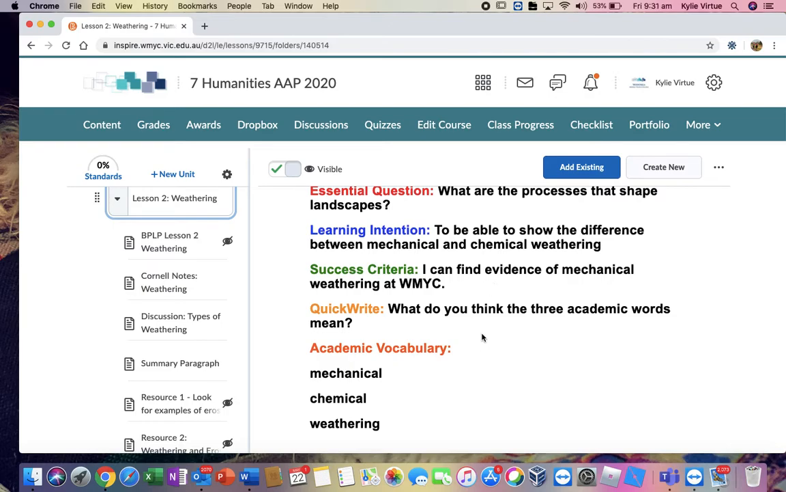Our quick write is, what do you think the three academic words mean? So the academic words are mechanical, chemical, and weathering. What do you think they mean?